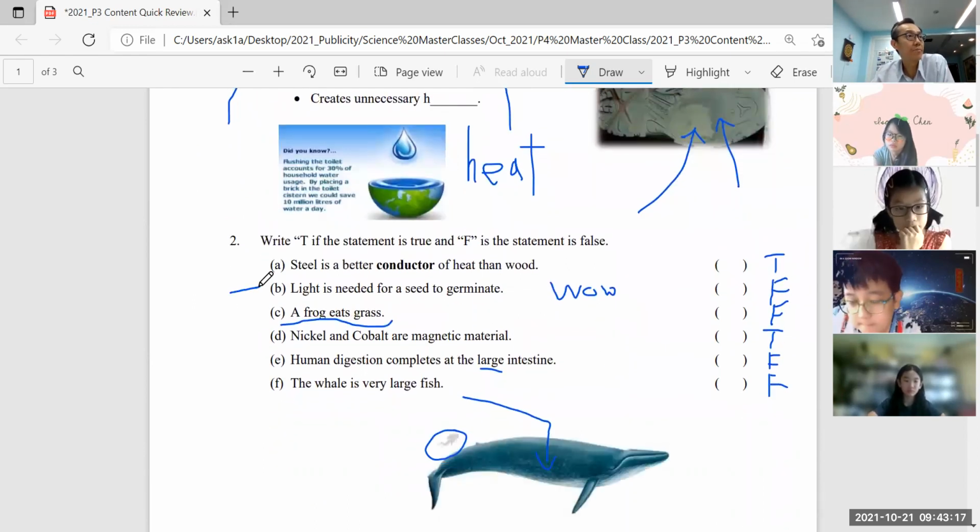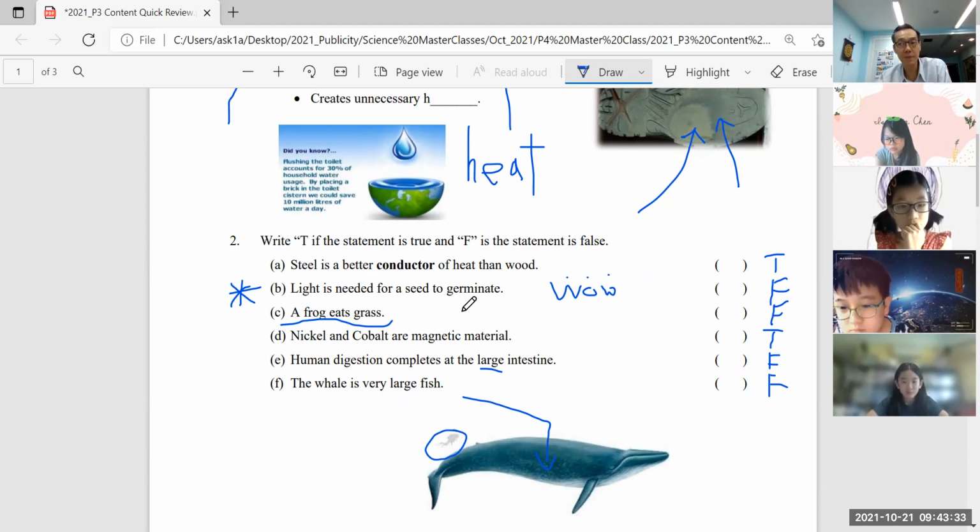So take note of part B, because this is commonly tested in your exam, that for germination, no light is needed. You only need these 3 factors: warm, oxygen, and water. Okay, warm, oxygen, and water.